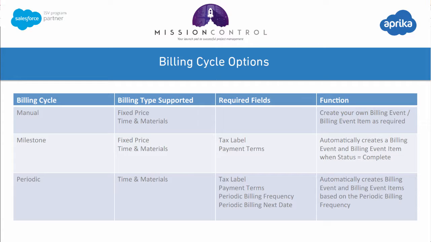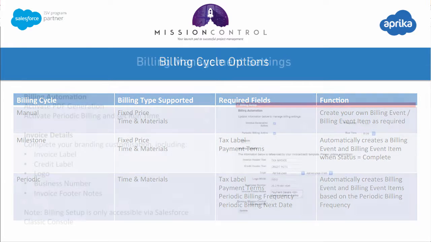This feature will automatically create a billing event and a billing event item when the milestone status is marked as complete. The periodic billing cycle is only available for time and materials billing type, and you will need to specify the tax label, the payment terms, the periodic billing frequency, the periodic billing next date, and it will automatically create a billing event and billing event items for both approved time logs and expenses occurred during the periodic billing frequency.